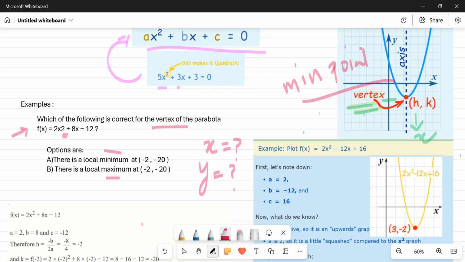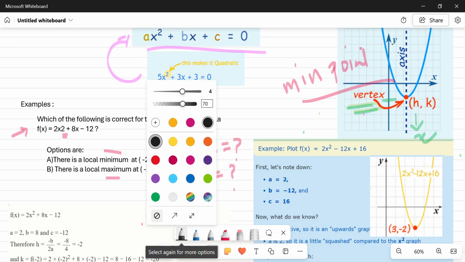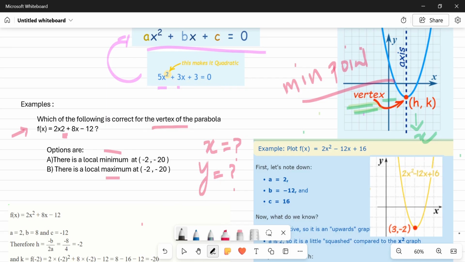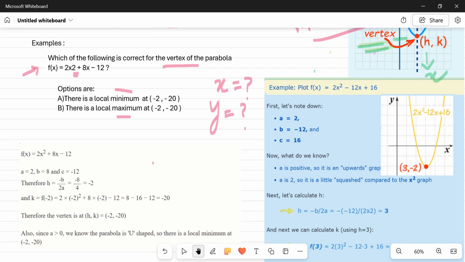And what is the maximum point? Maximum point means that the parabola opens upside down. You can say this is the sad face, and the other one is the happy face. So which option is correct for this example? Let's solve it. How do we find the vertex? I have already given the solution for this one. Let's see.